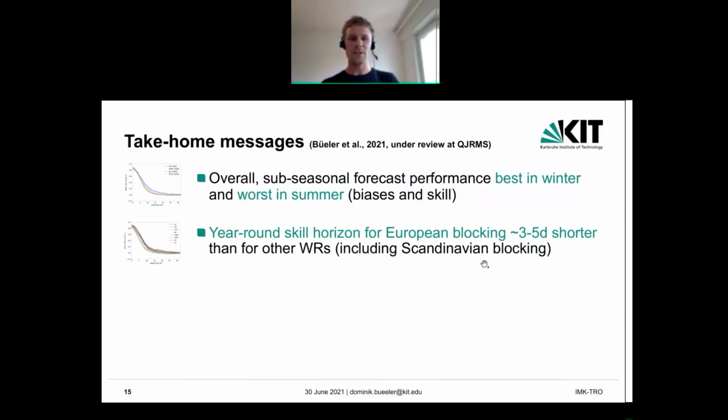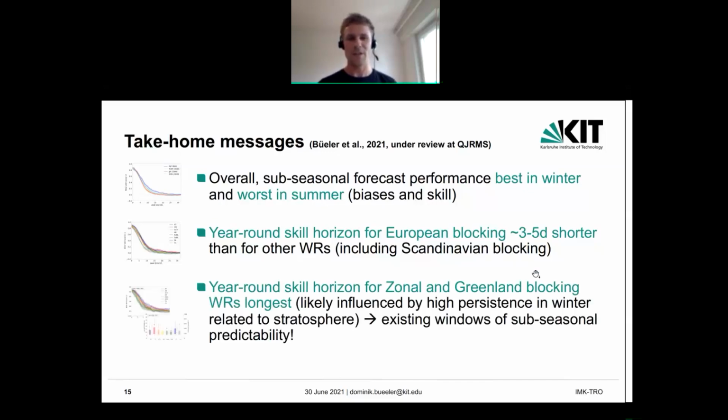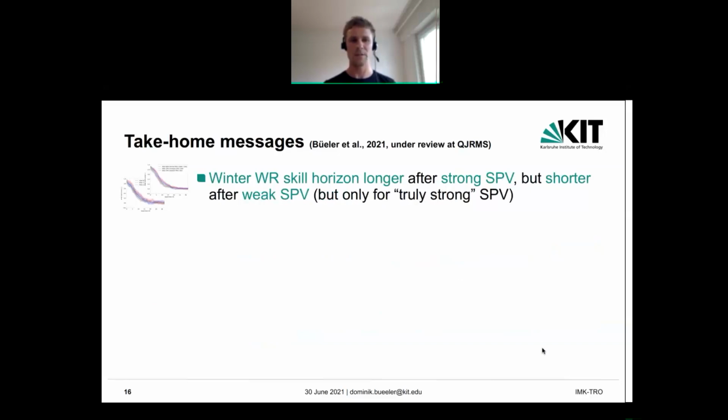So for the individual regimes, we found the lowest skill for the European blocking, significantly lower than all the other regimes, and this including the Scandinavian blocking, which is related to the European blocking. On the other hand, we found that the year-round skill horizon for the zonal and Greenland blocking regimes is longest, and this is likely influenced by their coupling to the stratosphere in winter, giving very persistent regimes. So we do have existing windows of subseasonal predictability already in state-of-the-art models.